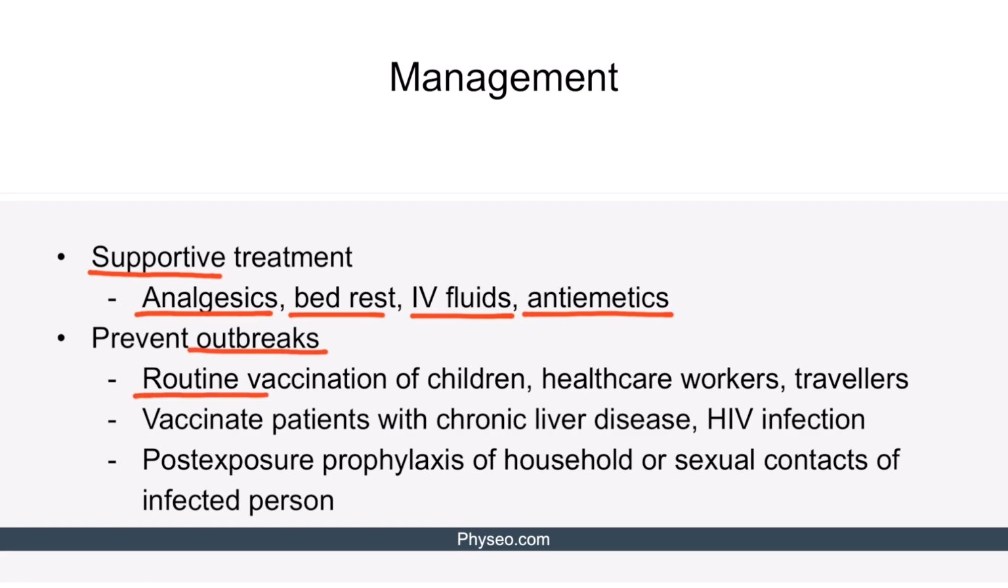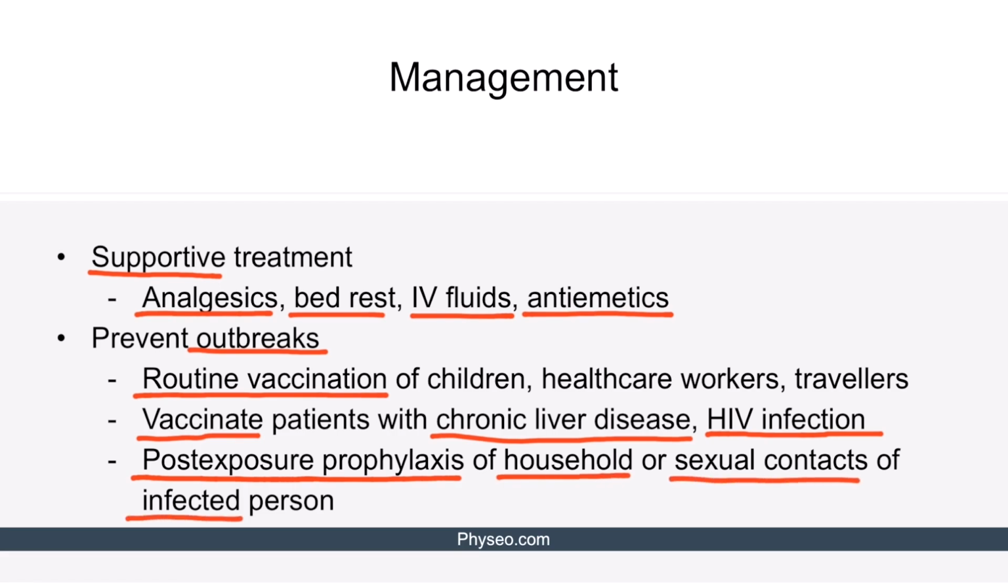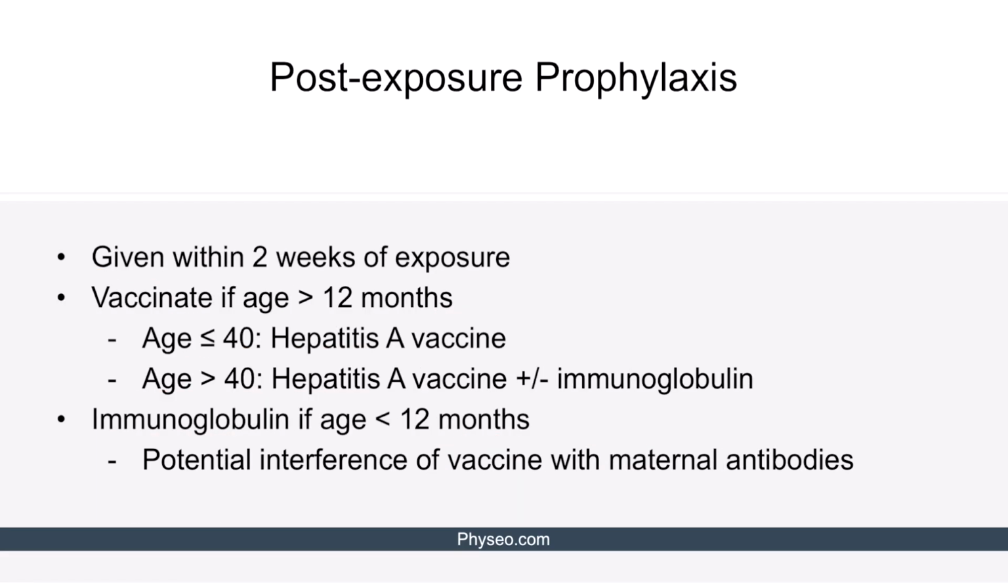These include routine vaccination of children, healthcare workers and travelers, and the vaccination of patients with chronic liver disease, as well as patients with HIV infection, since these patients are at a risk of hepatic decompensation. Also vital is the post-exposure prophylaxis of all household members and sexual contacts of the infected person. Post-exposure prophylaxis is to be given within 2 weeks of exposure.